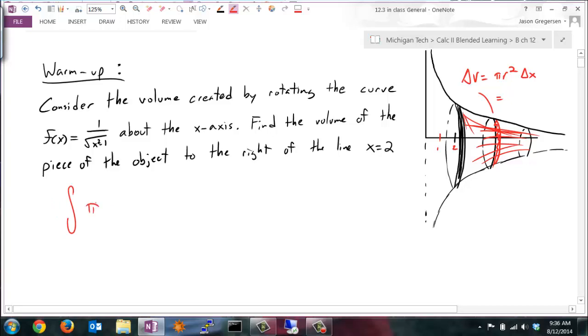But what is r in this case? It's just my function. So I have 1 over the square root of x squared minus 1, quantity squared, dx. And I'm integrating that from where to where? From 2 to infinity. So that's the integral that should represent this volume. So now see if you can get through this integral. See if you can go through the rest of the integration.